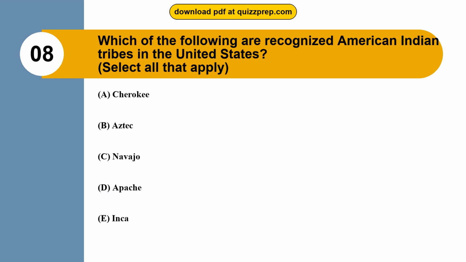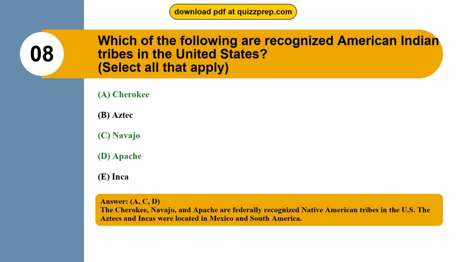Question 8. Which of the following are recognized American Indian tribes in the United States? Option A, Cherokee. Option B, Aztec. Option C, Navajo. Option D, Apache. Option E, Inca. The correct answers are options A and C and D, Cherokee, Navajo, Apache. The Cherokee, Navajo, and Apache are federally recognized Native American tribes in the U.S. The Aztecs and Incas were located in Mexico and South America.